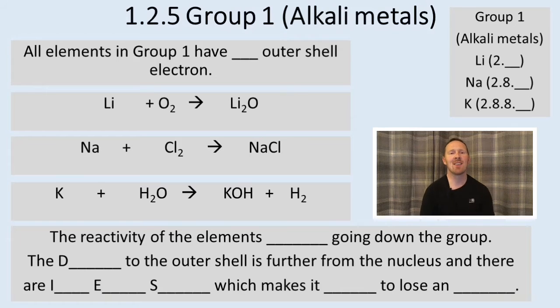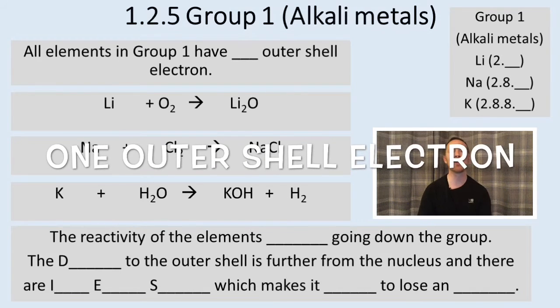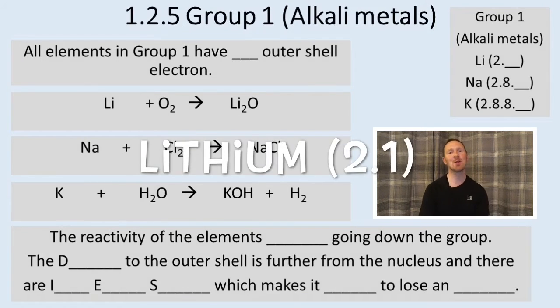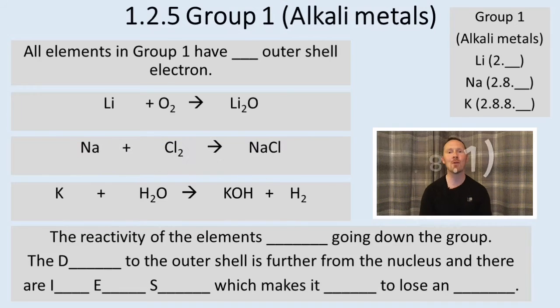1.2.5, the alkali metals. All elements in the same group have the same number of outer shell electrons. So all elements in group 1 have one outer shell electron which they lose to form a +1 ion. So let's look at the electronic structures. Lithium 2.1, sodium 2.8.1, potassium 2.8.8.1. All of them have one outer shell electron. Because they only need to lose one outer shell electron to form a stable ion, they react really violently or really well.